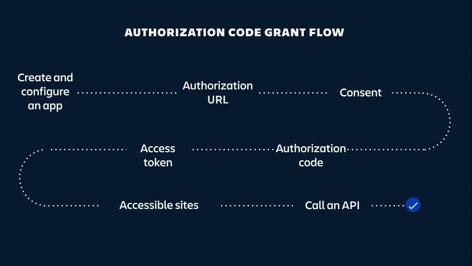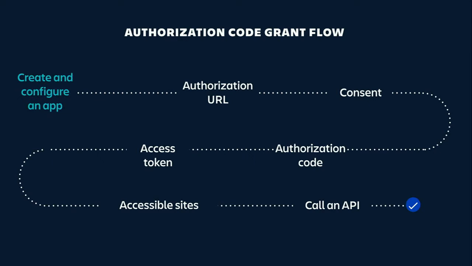So I'll explain this a bit more later, but when we have the access token, we don't at this point know what we can access using that access token. So we have to check what kind of access we get using that access token, and then once we know that, we can call an API.